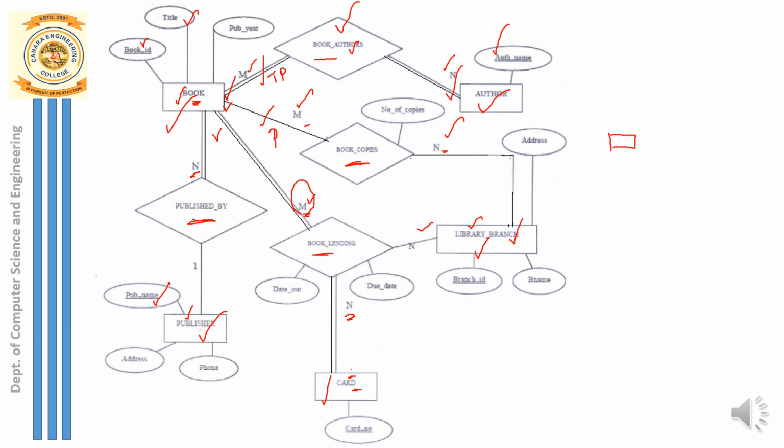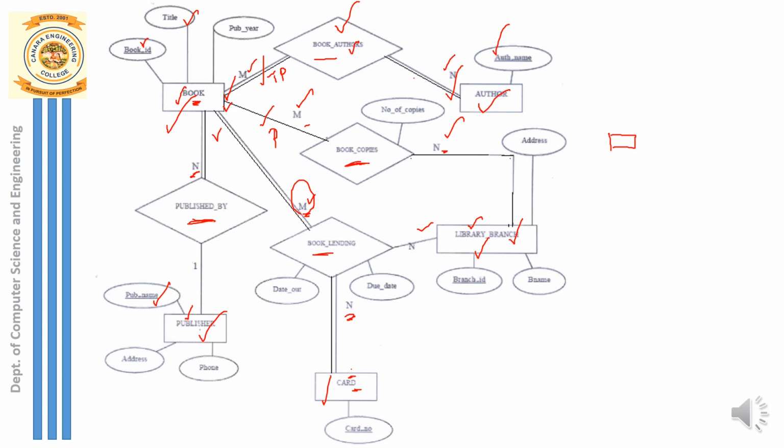There cannot be a book which is not written by any author. So all the books are participating fully in the relationship between books and authors. That means all books must be written by one or the other author. That is why I have taken it as total participation.